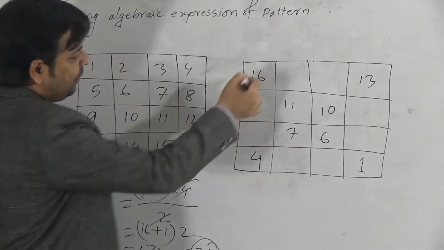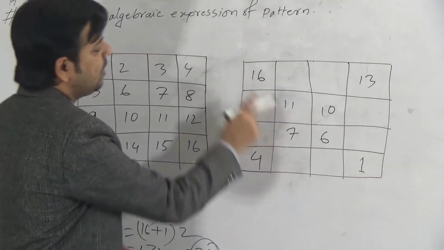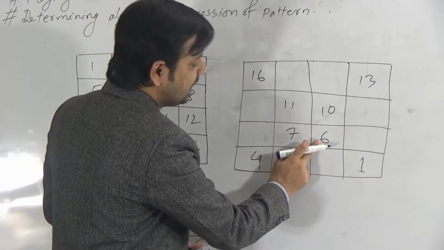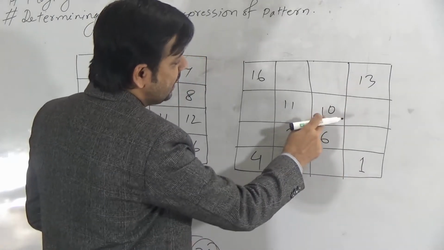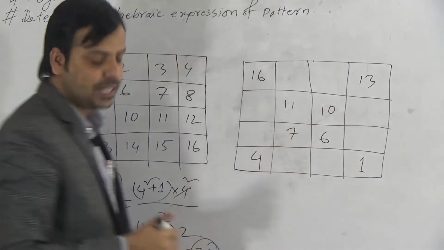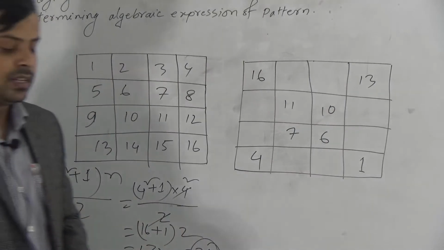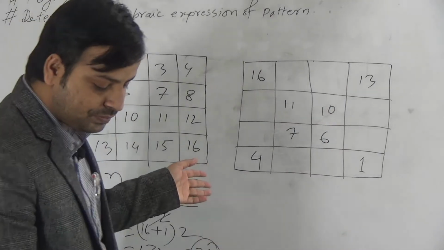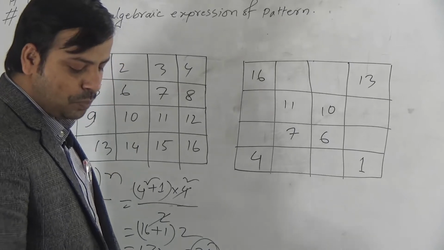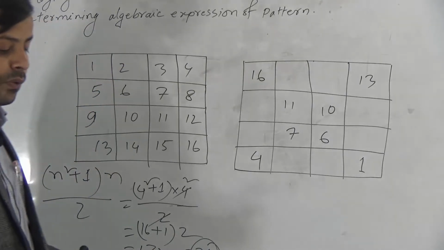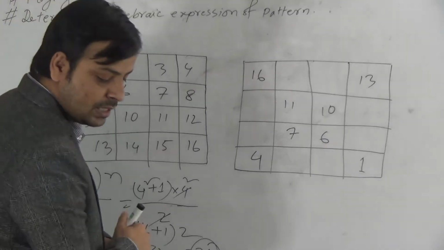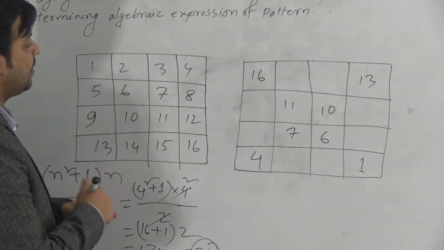Now check, in the first diagonal what is the sum? 16, 11, 27 and 6, 33 and 1, 34. Now check, 13, 10, 23 and 7, 30 and 4, 34. Yes, diagonally sum is same. Now what should we do? Now we have to put the numbers which are remaining here, nothing else.